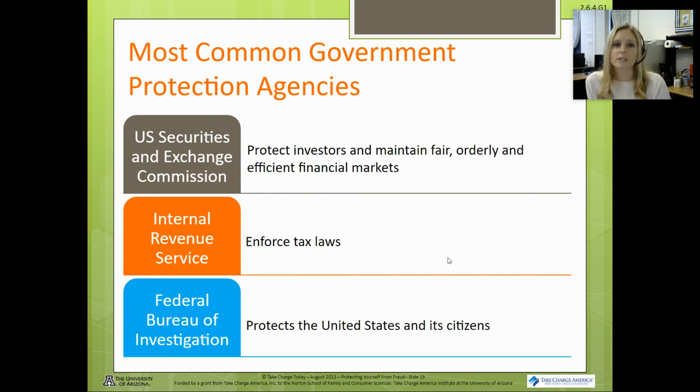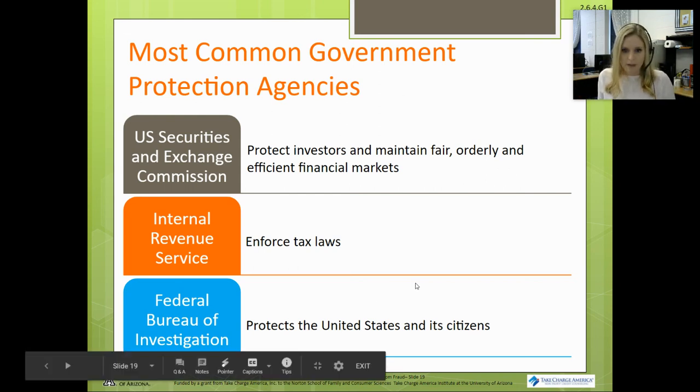Internal Revenue Service, the IRS, they enforce tax laws to make sure people are paying the right taxes and not getting away with things that they shouldn't and not stealing someone else's identity in order to receive their tax benefits. And finally, the FBI, Federal Bureau of Investigation, protects the United States and its citizens in general with lots of things. So that is it for today.